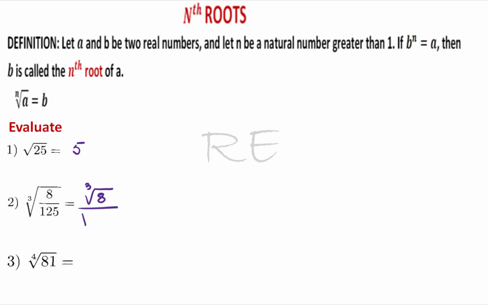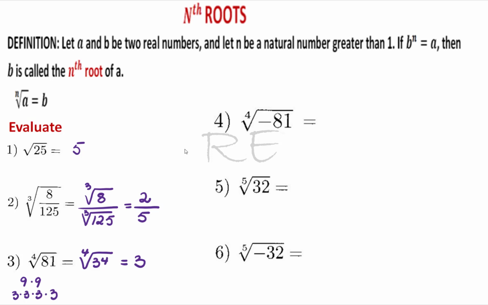Cube root of 8 over 125 is equal to the cube root of 8 divided by the cube root of 125. The cube root of 8 is 2, and the cube root of 125 is 5, so the answer is 2/5. Fourth root of 81. 81 is 9 times 9, which is 3 times 3 times 3 times 3, which is equal to fourth root of 3 to the fourth, which is 3.